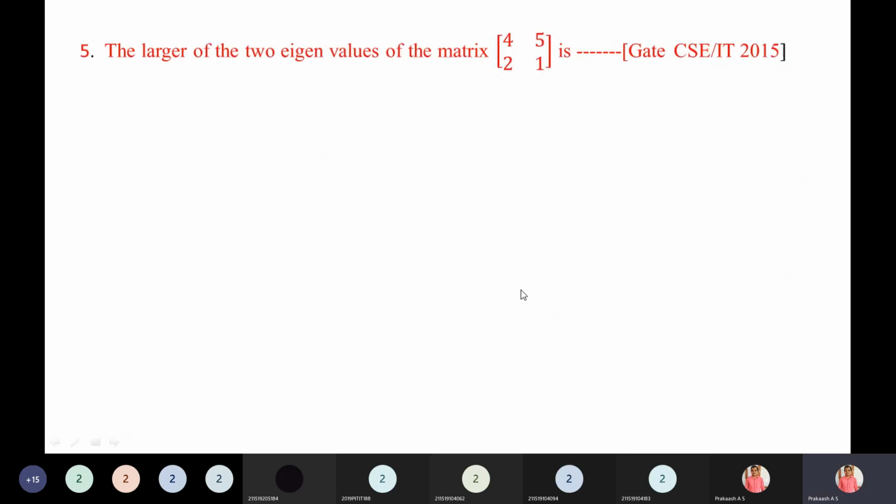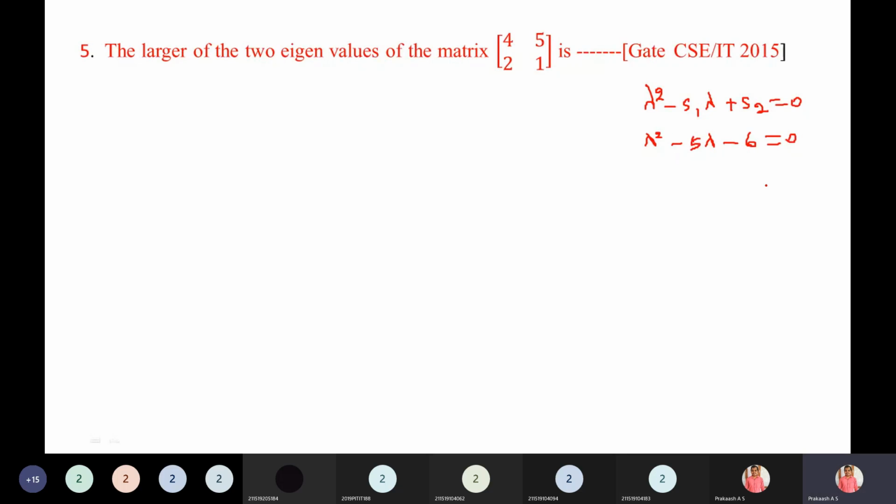The next question: the larger of the two eigenvalues of the matrix. It is a great question, and it is very easy. If you find the characteristic equation and solve it, you will get two eigenvalues, and the larger one is our required value. So lambda square minus s1 lambda plus s2 equal to 0. Here s1 is 4 plus 1, that is 5, the sum of the main diagonal elements. s2 is the determinant of A, 4 minus 10, that is minus 6.